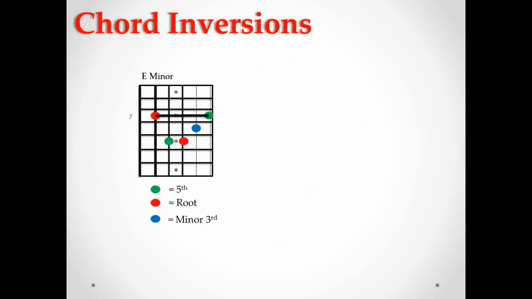So here's a quick example. Let's take the E minor chord and we're just going to get rid of this. Well, we still have the same notes as we did before. We have a B, an E, and a G. It's just now that the fifth is in the bass. And this is technically still an E minor chord.